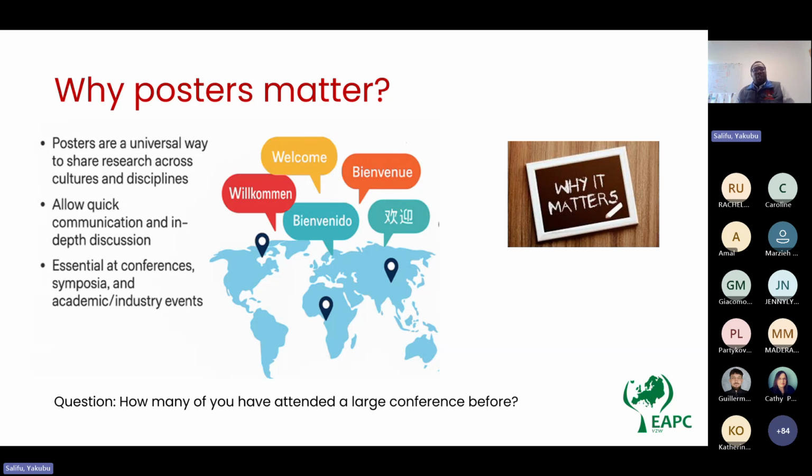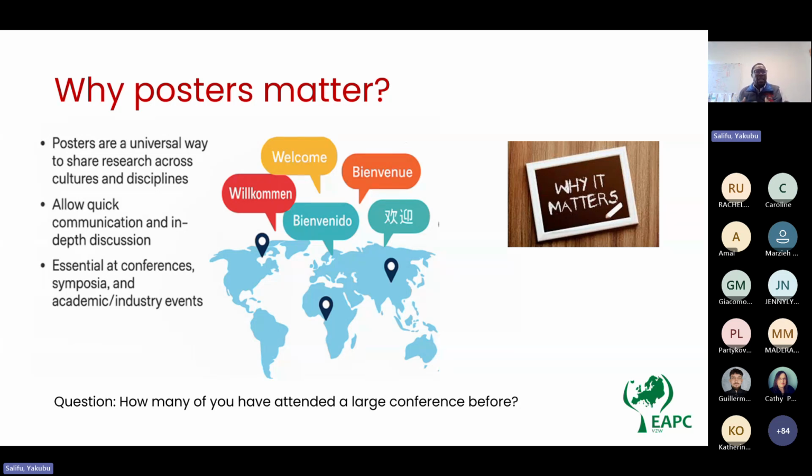So the big question is, why do posters matter? Posters matter because they are one of the ways in which we present scientific information to the public, the same way we use journals to publish our work. However, posters are a very unique way of presenting, in that they are very brief. Unlike journal articles, where you may have about 5,000 words to express yourself, a poster will be much briefer.